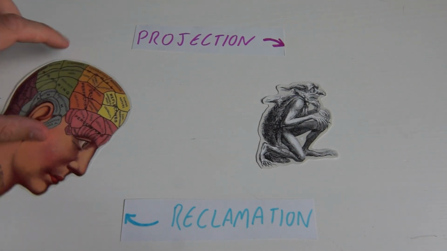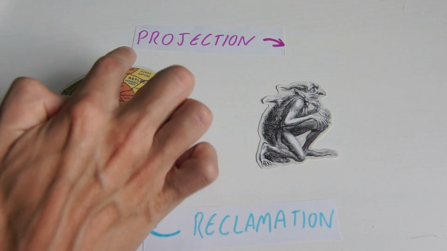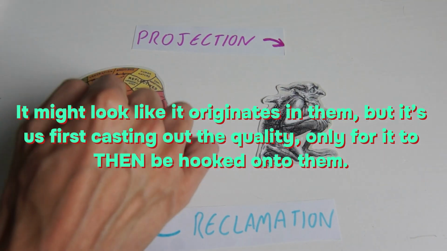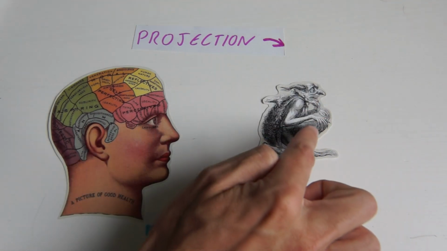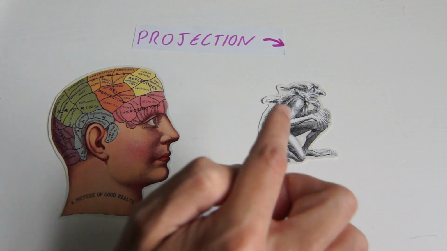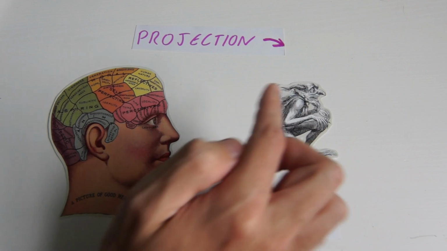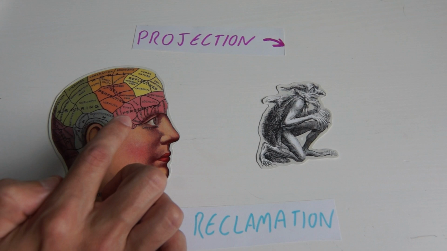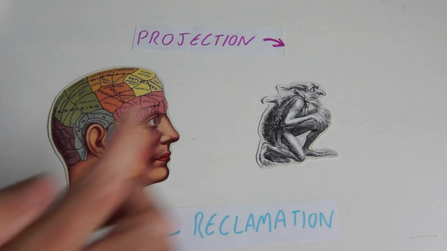rather than the them. And this is where this is extremely important again, because this projection, it must come from us. It might look like it originates in them, but it's us first casting out the quality only for it to then be hooked onto them. Their unfairness is my unfairness. Their arrogance is my arrogance. Their anger is my anger. We need to stop splitting the world into heroes versus villains, because when we stop to truly look at ourselves, we might realize that actually we're false heroes fighting a made-up battle that we created, and then we waste energy to continually justify.